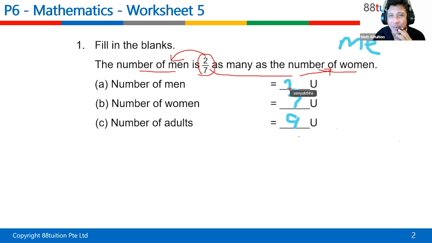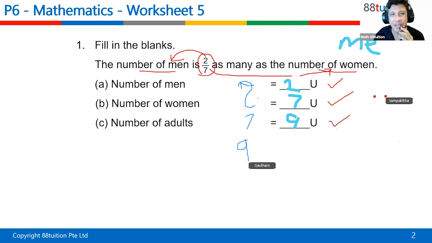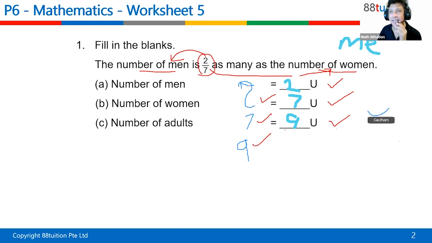So let me just double check. Yeah, quite a number of names. The first one, somebody put a 2. Yes, men should be 2. That is correct. Women should be 7 units. That's correct. As a result, the total is 9 units. All right, good job to those of you who participated.